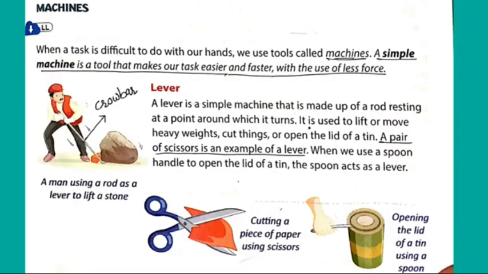Now the next topic is machine. When a task is difficult to do with our hands, we use tools, called machines. We are using small tools at our home.